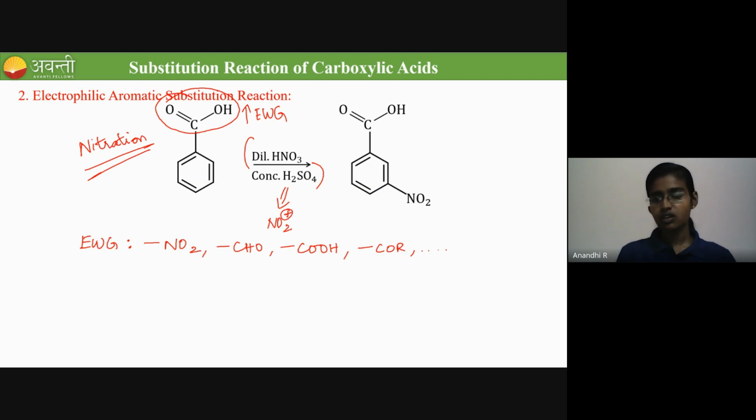If any one of these groups is attached to the ring, the electrophile will attack the meta position. Okay. CN group, cyanide, and what else you can take? You can take ketone, anything you can take. So they are electron withdrawing groups.